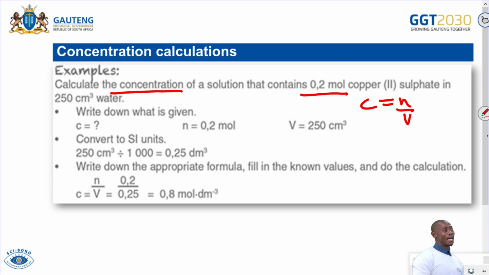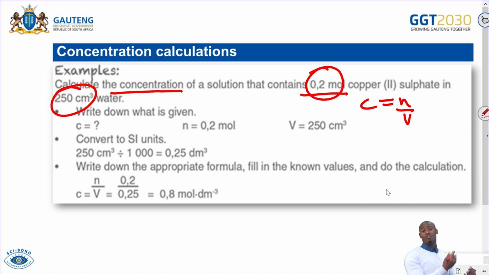We are given the number of moles. We are also given the volume. But check, the volume there is not in cubic decimeters. It is in cubic centimeters. So we have to convert those cubic centimeters to cubic decimeters. So concentration is n over V. n is 0.2. And what is the volume? We can't use 250 as it is, because that 250 is in cubic centimeters, but we want that V in cubic decimeters.